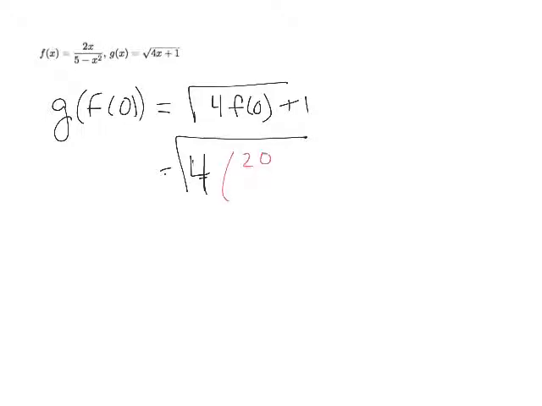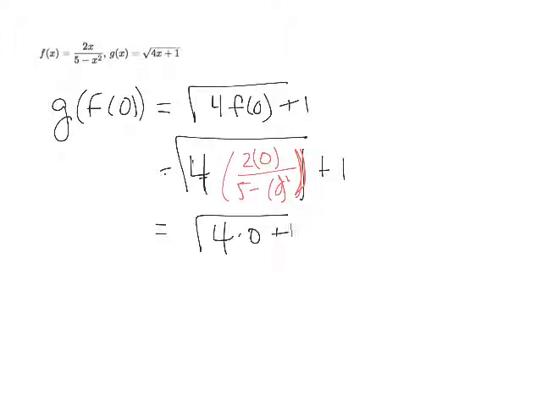All right, 2 times 0, because f of x is 2 times x, all over 5 minus 0 squared. And then I will add 1 to that. So I get the square root of, well, here's the thing. This lovely fraction is 2 times 0 in the numerator. So my numerator is 0, so my whole fraction is 0. So it's really 4 times 0 plus 1. So 0 plus 1 is 1, and the square root of 1 is 1. Okay? So that's one of the parts.